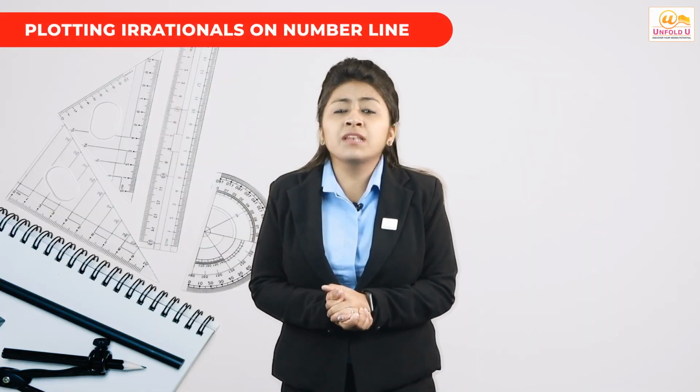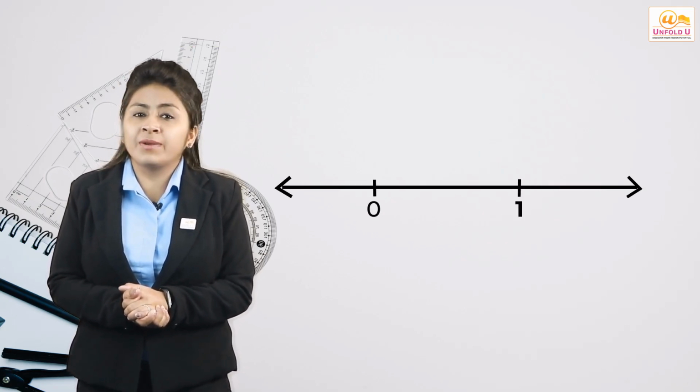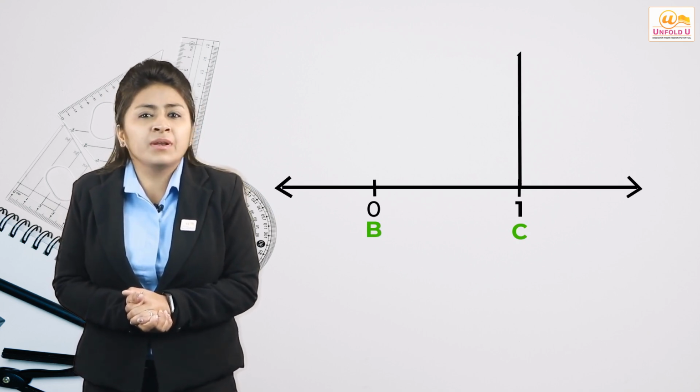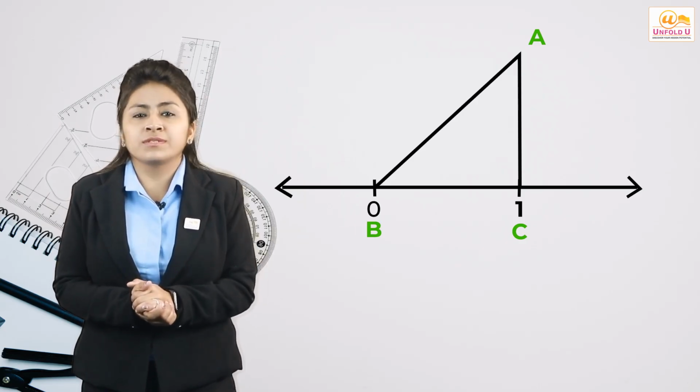Let's try to represent root 2 on the number line. On the number line, we will draw a triangle with unit base and unit perpendicular. But where will we draw this? We take the base on the interval 0 to 1 and name it BC. At 1, we draw a unit perpendicular and name it AC, and then join AB, which is the hypotenuse.